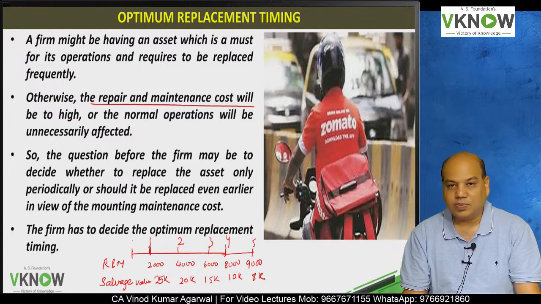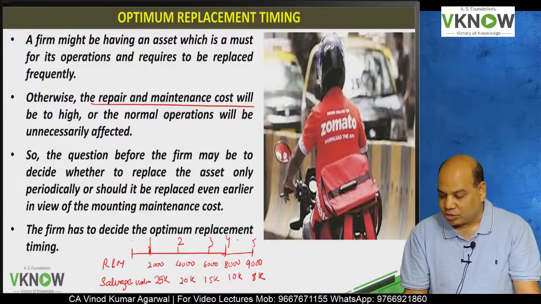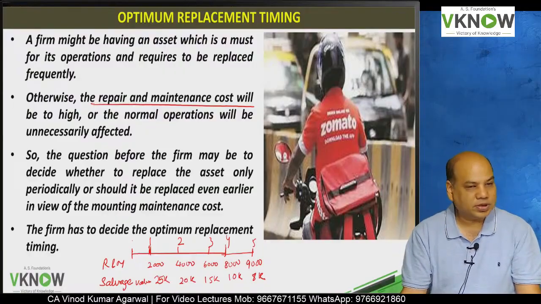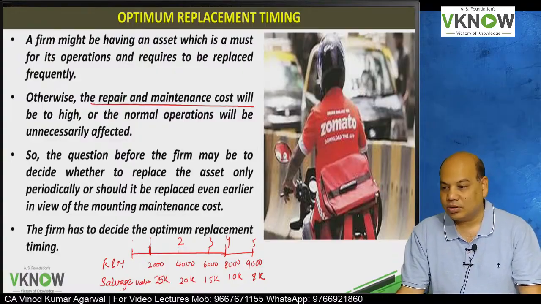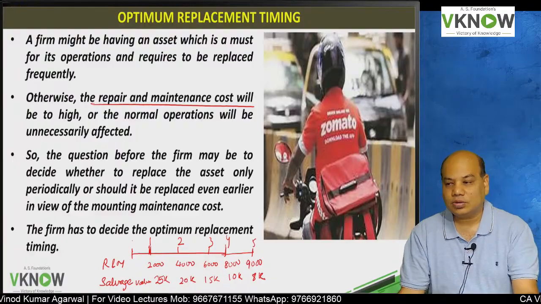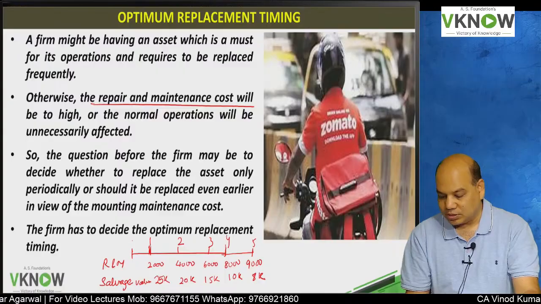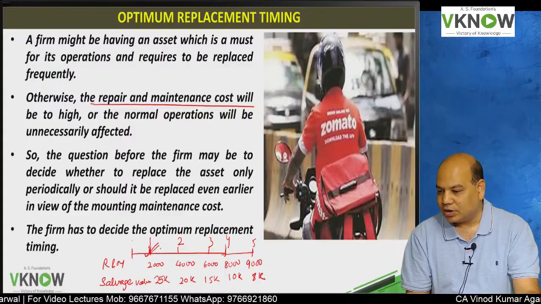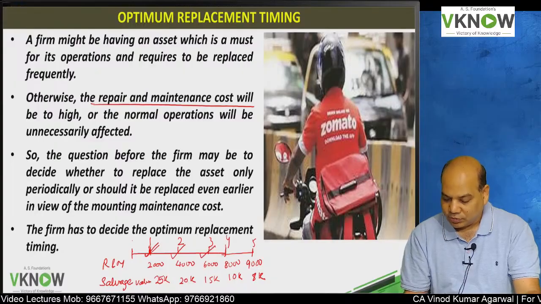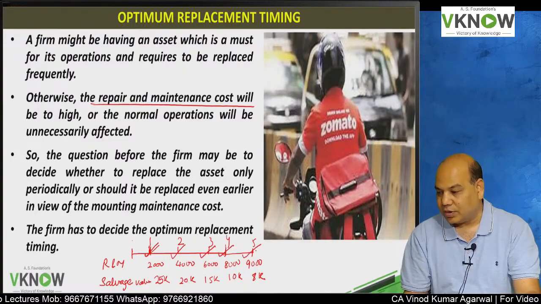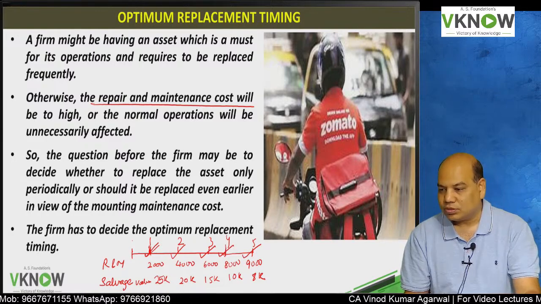You have to keep on replacing this asset. You know that you have to replace the asset because you are into customer service business. You can't delay delivery. Okay, so find out optimum replacement timing. When should you replace? Should you replace every year, every 2 year, every 3 year, every 4 year, every 5 year? That is the question. So how to solve this question?